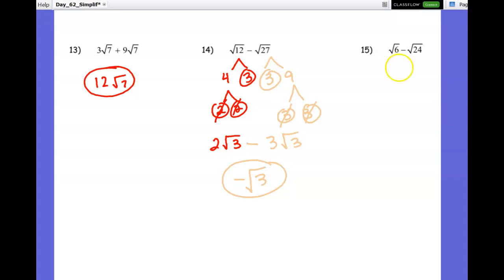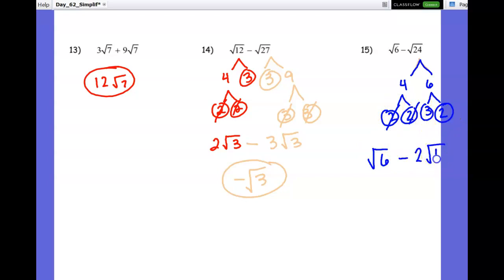All right, we look at radical 6. That's in simplest radical form, but 24, let's go ahead and do 4 and 6, and then 4 we can do 2 and 2, and 6 we could do 3 and 2. Okay, so we've got radical 6, and we're going to subtract, and in this case, we've got a pair of 2's, so 2 radical 3 times 2 is 6.